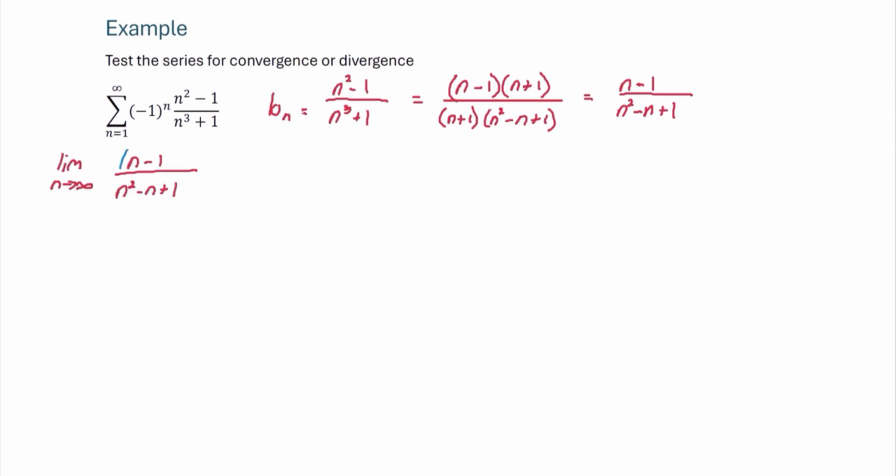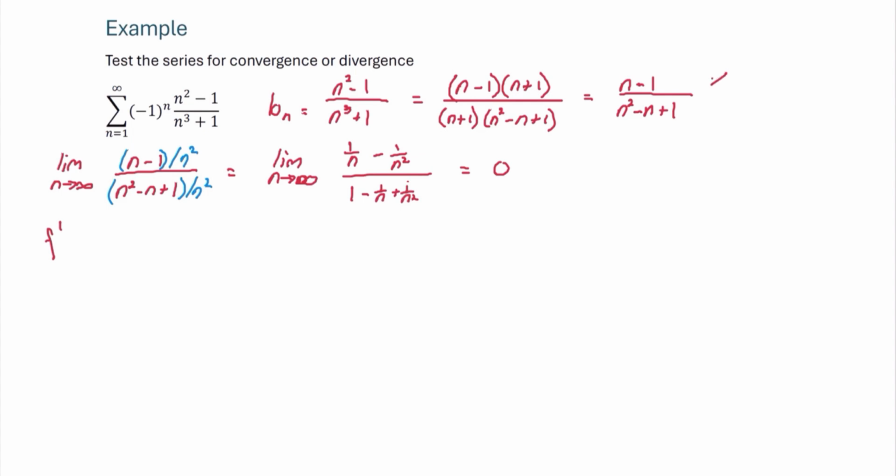So we'll divide the numerator and the denominator by n squared. We'll get the limit of 1 over n minus 1 over n squared divided by 1 minus 1 over n plus 1 over n squared. And we can see that this limit is 0. The next thing we want to know is, is it decreasing? Let's test the first derivative.